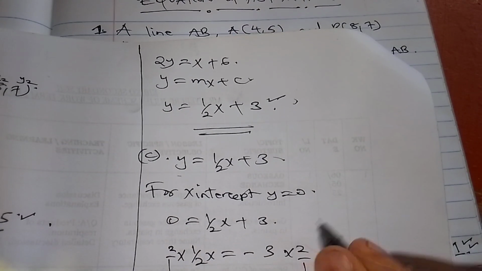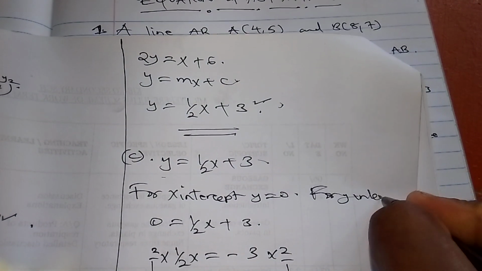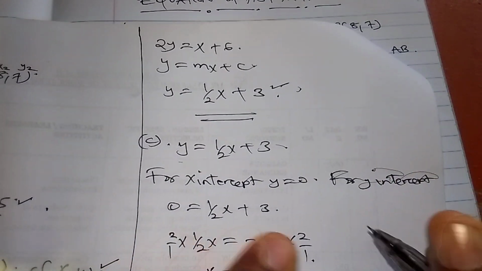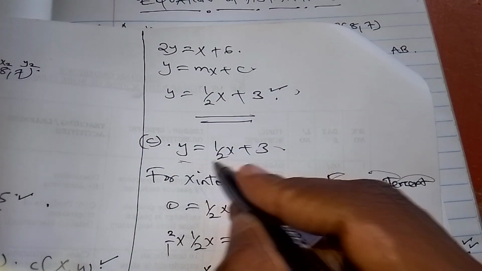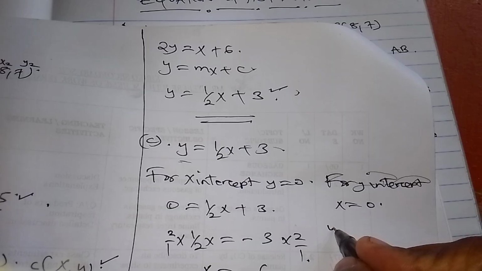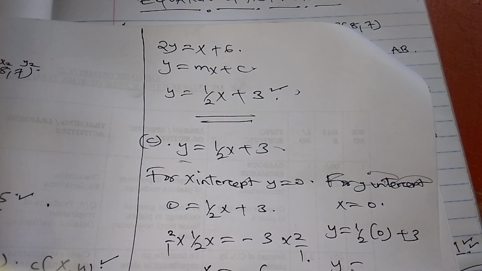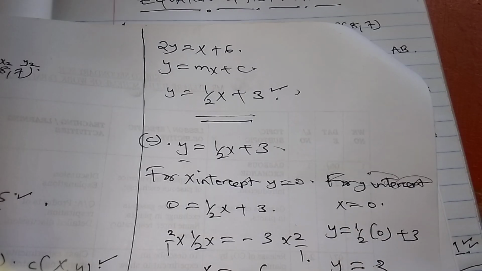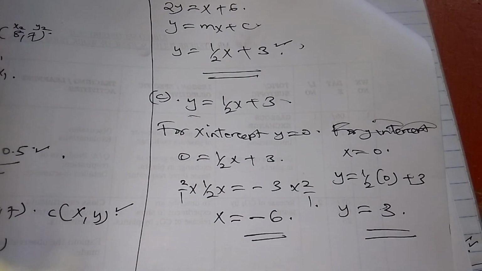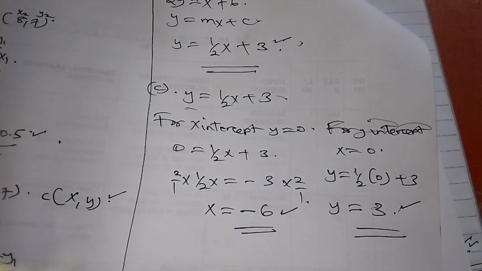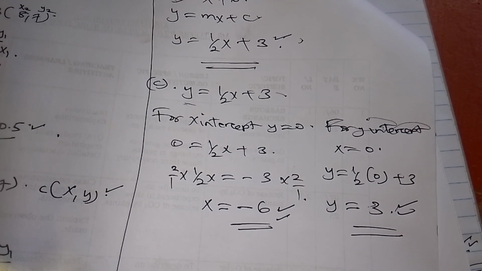How do we get y? For the y-intercept, x is equal to 0. Now, we substitute x with 0 here. y is equal to half into 0 plus 3. So y is equal to 3. These are the x and the y-intercept of that line. We have it. Then let us proceed to the last question.